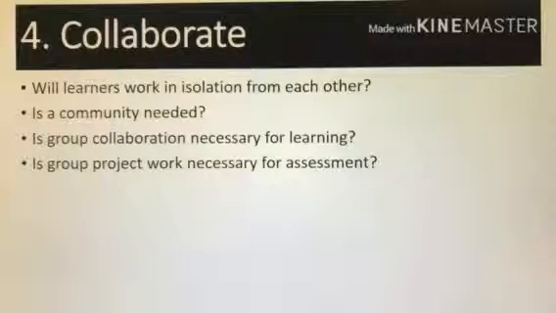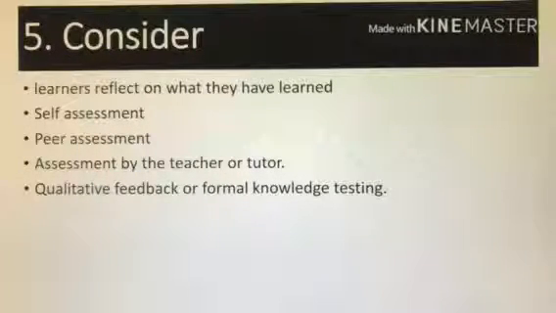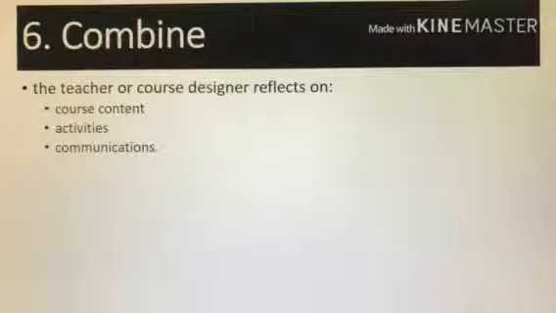5. Consider. This C refers to where learners reflect on what they have learned. This may include self-assessment and review or peer assessment, for example by the other learners, in addition to assessment by the lecturer or the tutor. It may involve qualitative feedback or formal knowledge testing. The 6th C is combine. In the combine step, the teacher or course designer takes a step back to reflect on how the user will experience the course as a whole, looking at course content, activities and communications.